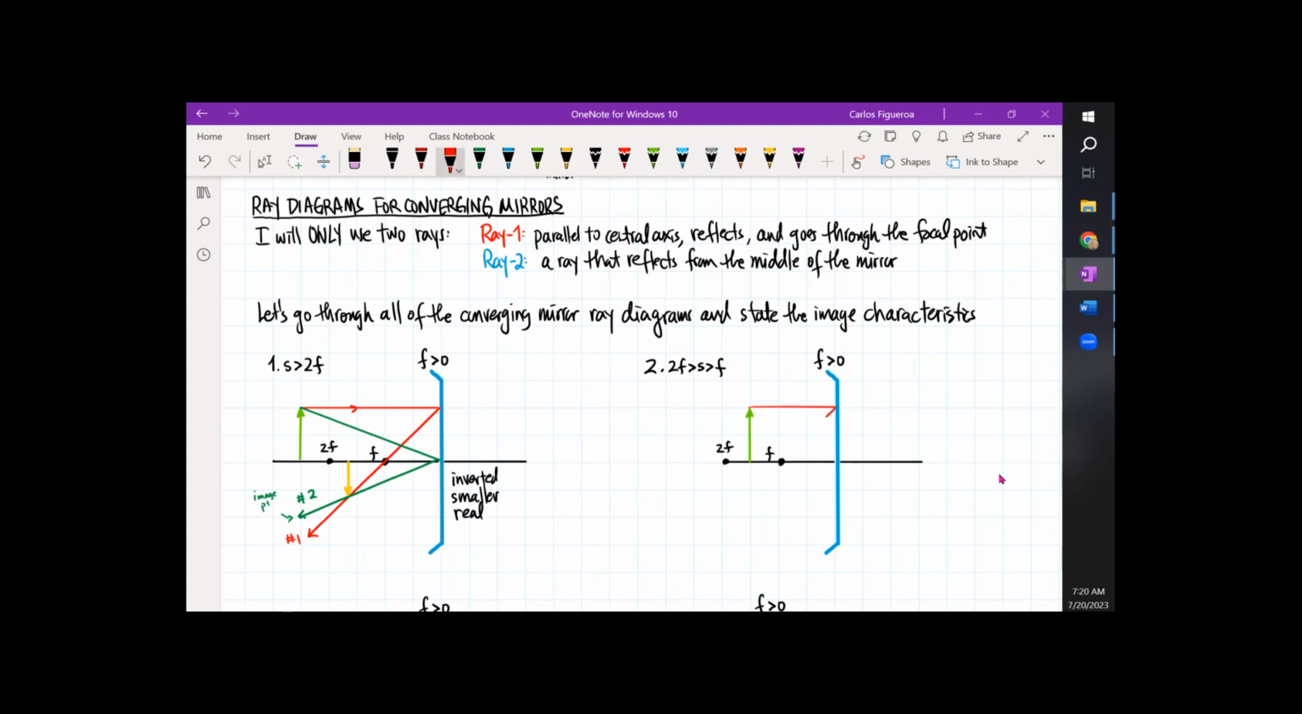So if it goes through the focal point, it's going to look something like this. Again, this is ray number 1. Now let's look at ray number 2. Remember, I picked that image point. So now if I pick that image point, it's going to go like this. It reflects from the same angle, and it has to go through that point.